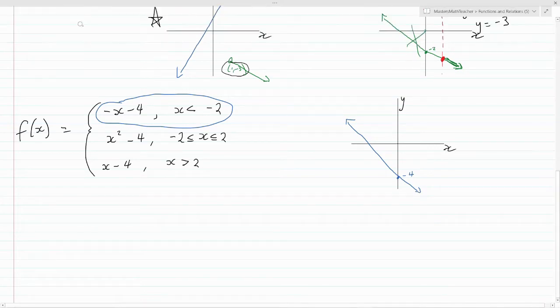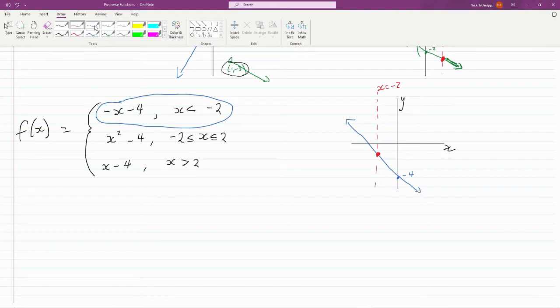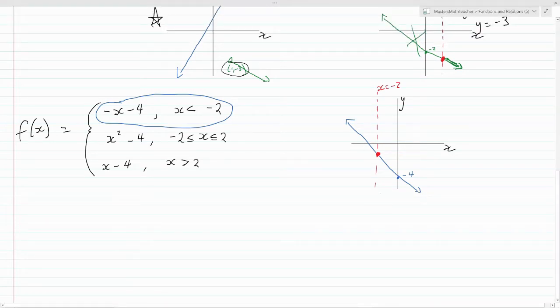You grab out your red, and you find the wall. So we're looking for the wall of x less than negative 2. So I'm going to draw a wall here at x equals negative 2. I'm going to find the wall's connection point. So I sub it into the graph. y equals negative 2 take 4, equals 2 take 4, equals negative 2. So my endpoint here is (negative 2, negative 2). Let's pull up my official graph, my f of x graph.